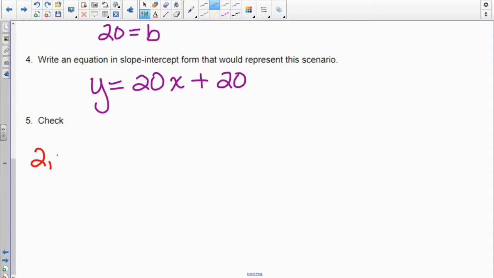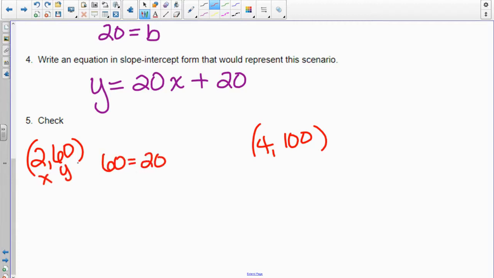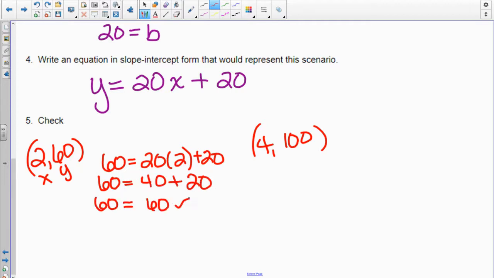So all we have left to do is check this. So we had 2 weeks, 60 miles, and then we had 4 weeks and 100 miles. So y is 60, so 60 equals 20 times the x here, which is 2, and we're going to add 20. So 20 times 2 is 40, add 20 is 60, so 60 equals 60. That works, so that one works.